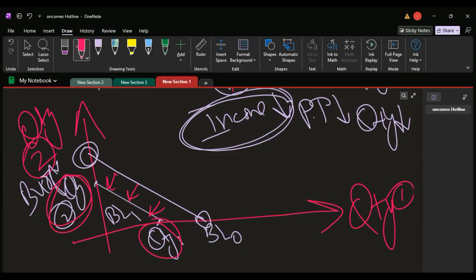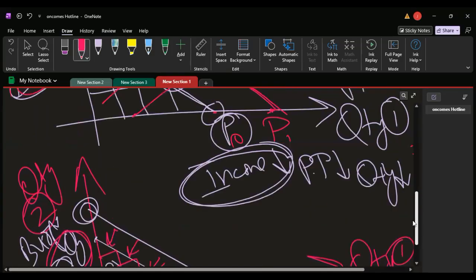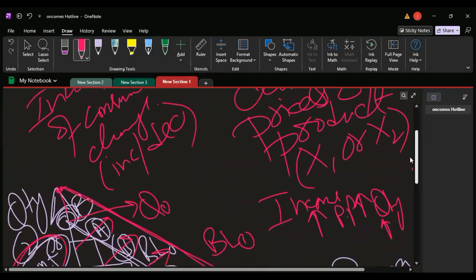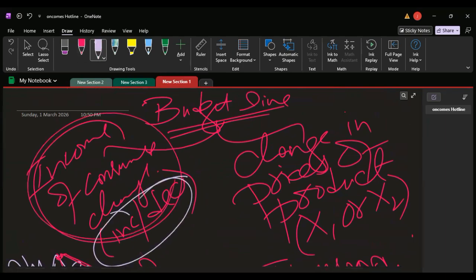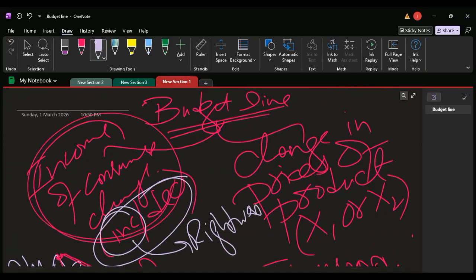So this new budget line also represents different combinations of both products. This is the change that happens whenever the income of the consumer changes. We have studied both points, increase as well as decrease. In case of an increase in income, there will be a rightward shift, and in case of a decrease, there will be a leftward shift in the budget line.